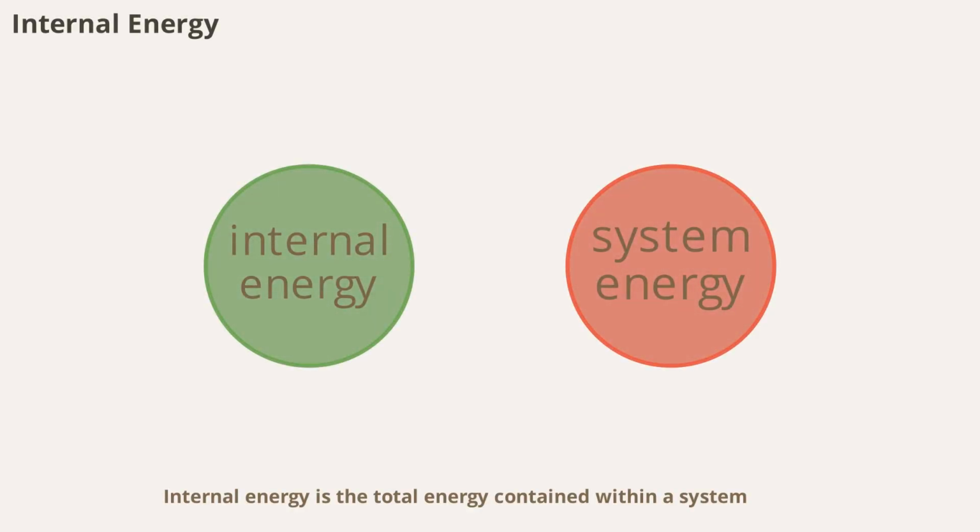Internal energy is the total energy contained within a system, including both kinetic and potential energy of its particles. Changes in internal energy are central to the first law of thermodynamics. By tracking internal energy, we can understand how heat and work interact during various processes, from chemical reactions to engine cycles.